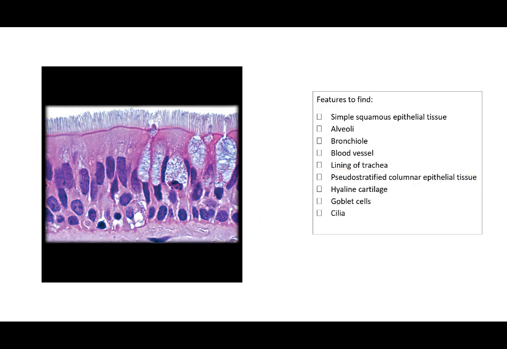What we see here are goblet cells. That are these guys right here. These are the goblet cells. And the cilia are the little hairs up here on top of the pseudostratified columnar epithelial tissue.